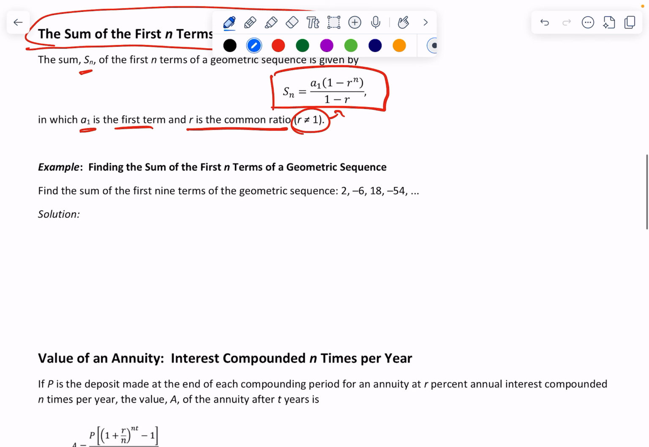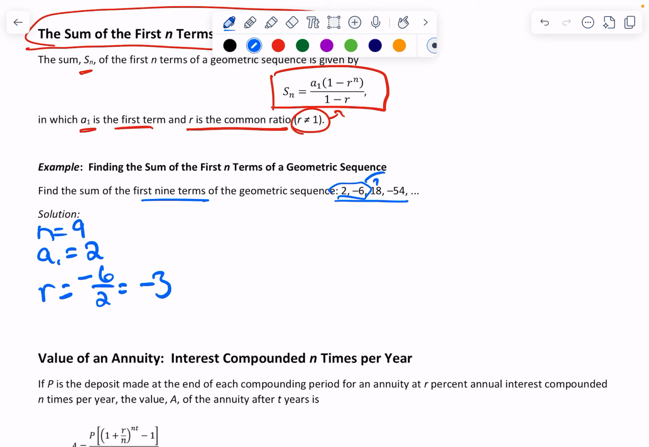Okay, let's find the sum of the first 9 terms of the geometric sequence 2, -6, 18, and -54. So n is 9. Our first term is 2. We need the common ratio. So we're going to take the first two terms and see what happens. So -6 divided by 2 is -3. Well, let's check. 18 divided by -6 is -3 as well. And if we check -54 divided by 18, that's -3 also.